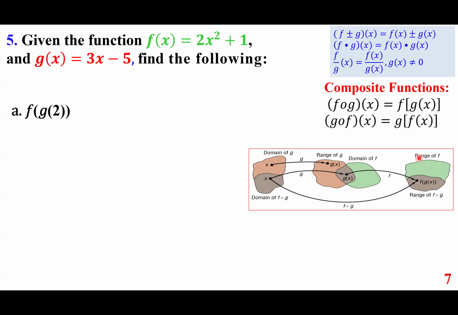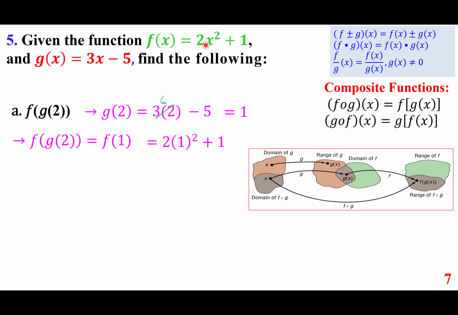Let's see what that means. For example, f of g of 2, first we're going to find g of 2. That means that into this function, plug in x equals 2. This one is 6 minus 5, which is 1. So we want f of g of 2, which is f of 1. And now we are going to put the 1 into the f function. So 1 squared is 1 times 2 is 2 plus 1 is 3. So that's how it works. Okay.